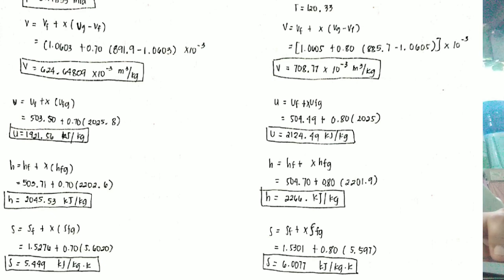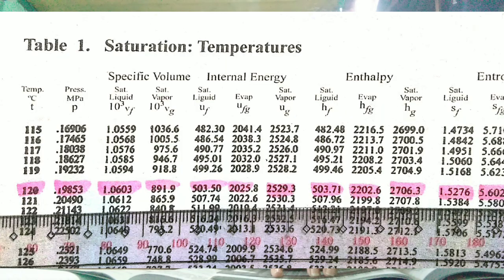So HF, we get 503.71. Our X is 0.70. And our HFG, so HFG is 2,202.6. So, ato na siyang i-plot or i-substitute sa tong formula. So, we get and input it on our calculator. So, we get H equals 2,045.53 kilojoules over kilogram. So, let's move to in getting the S.